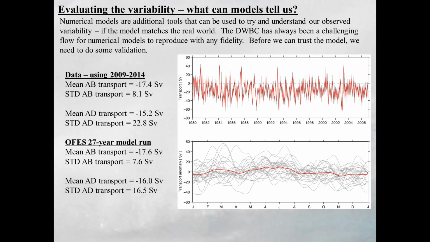The standard deviation in the model from A to B compares quite favorably, but it's slightly lower, 7.6 versus 8.1. If we look at A to D, again, the means are similar. Part of that is because we're using the OPHIS mean, so that's not 100% independent. The variability in the model is much more noticeable, and so there's a similarity to it, but the model seems to have weaker variability.